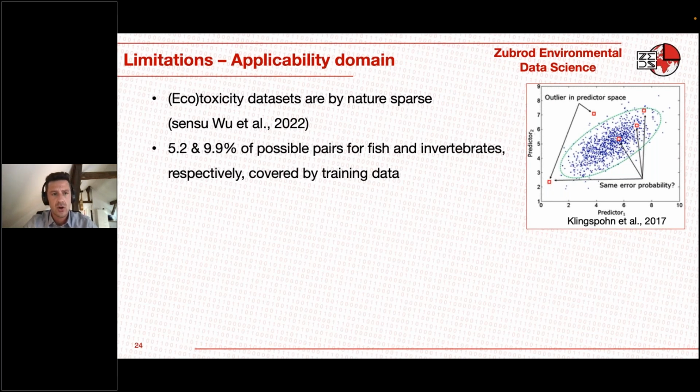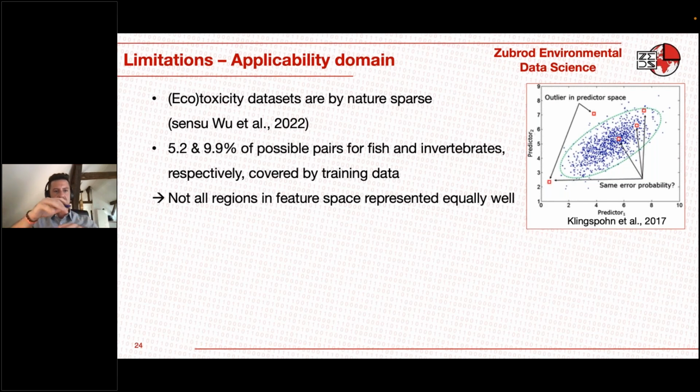and I just want to briefly talk about one of them, the so-called applicability domain. I told you in the very beginning that ecotoxicity data sets are by nature sparse. What does that mean in numbers? Of all the possible pairs of the species involved and the chemicals involved in our data sets, only 5 and roughly 10% of them were covered by our training data for fish and invertebrates respectively. That means in turn that not all regions in the feature space are represented equally well. So what is the feature space? It is just a multivariate space of all the feature value combinations that we had in our data set.